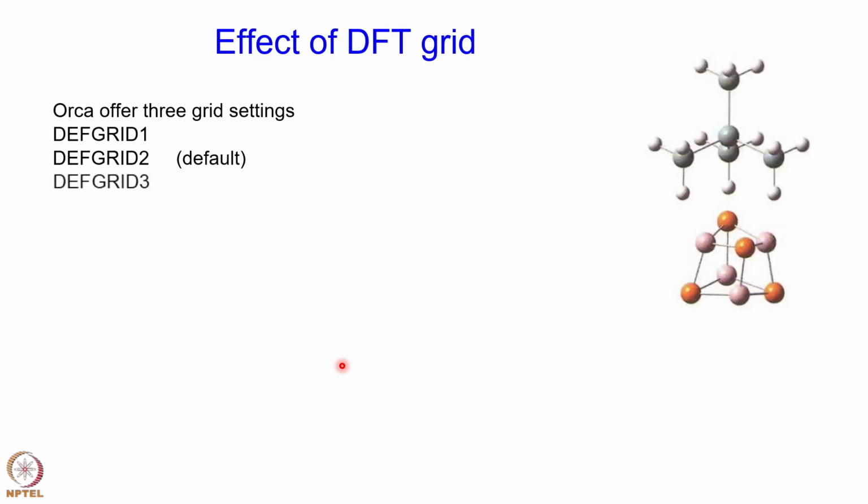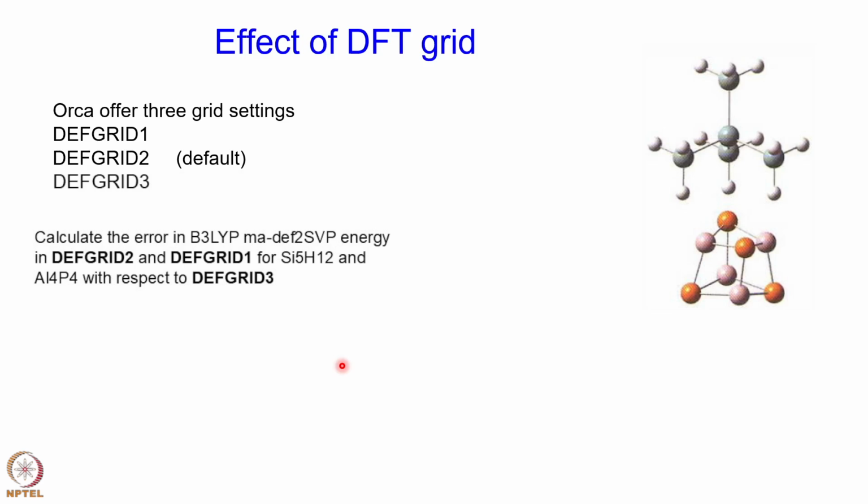Now, what we will do here, we will take 2 examples. One is Si5H12 and the second one is Al4P4, and we are going to calculate the energies in these 3 grid settings. I will take DefGrid3, which is the tightest of all the grids, as my reference, and with respect to that I will see how much the energy changes when I use the default grid, DefGrid2, or I use DefGrid1.